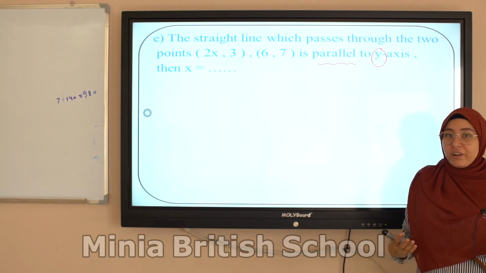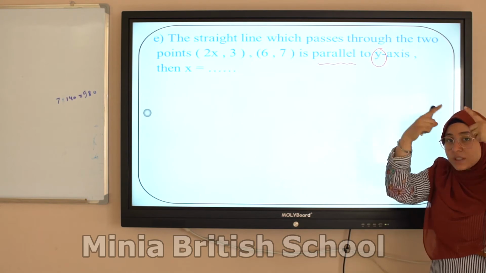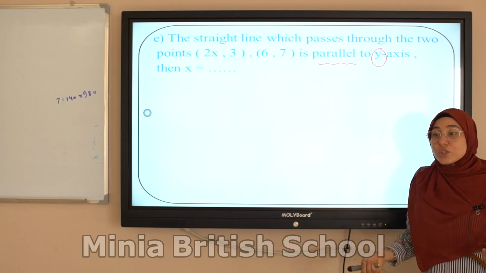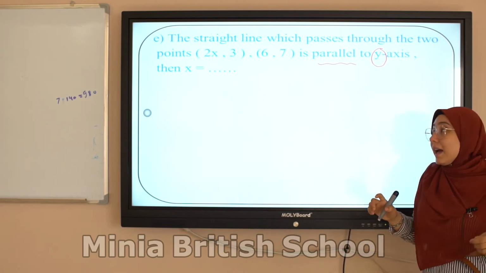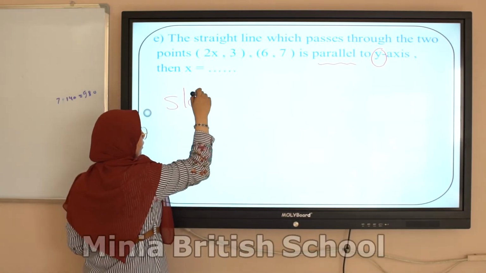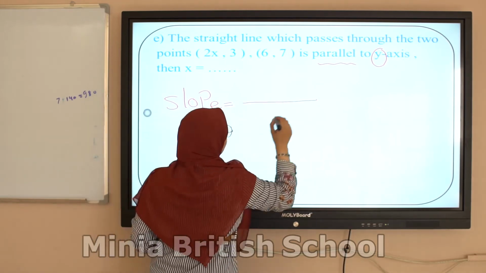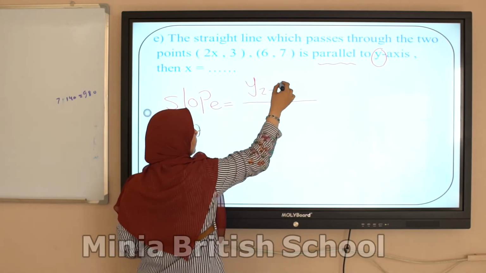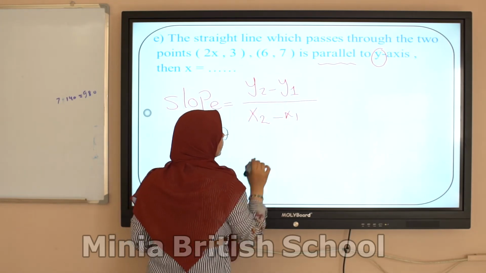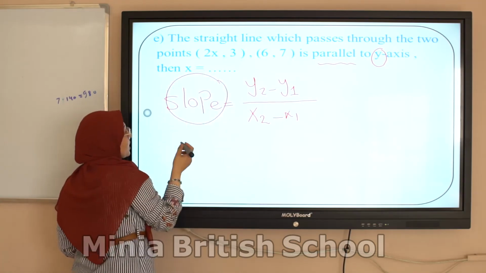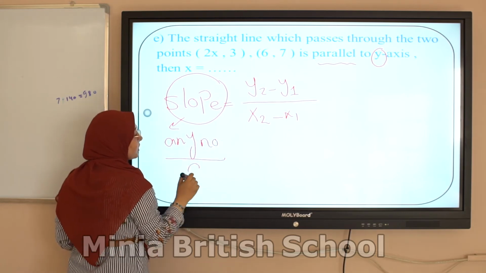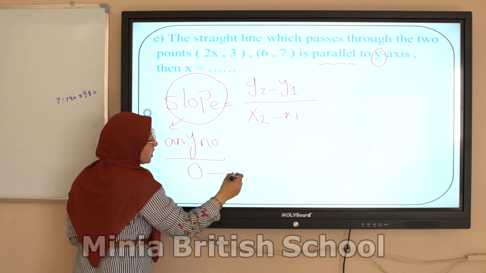What is the meaning of undefined? Undefined, I mean the denominator equals 0, okay? Because any number divided by 0 equals an undefined value. So the denominator equals 0. And then the slope equals the difference of y coordinates over the difference between x coordinates. Here the slope equals any number divided by 0, so the denominator equals 0.